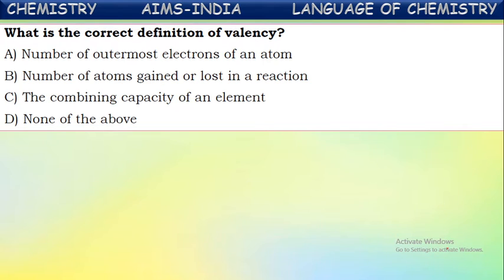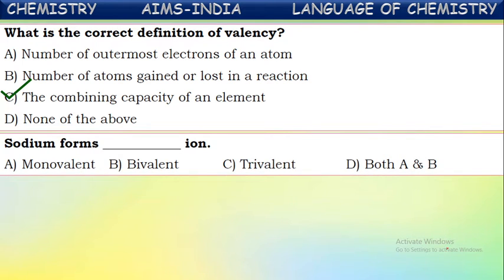It is simply also called the combining capacity of an element. Valency is defined as the combining capacity of an element. This combining capacity is nothing but the number of electrons gained, shared or lost by an element in becoming stable. Suppose I say sodium: it is ready to lose one electron to become stable, so we can say its valency is 1. That means its combining capacity is 1. The combining capacity of an element is called its valency.